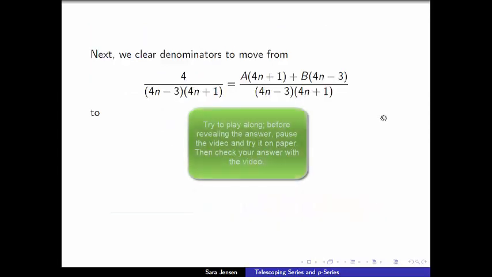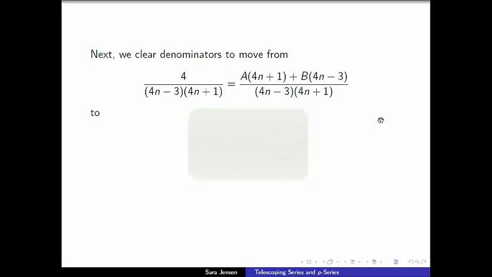Our next step is to clear denominators to eliminate fractions from this messy equation altogether, and multiplying both sides of this equation by 4n minus 3 times 4n plus 1 yields just an equation of the numerators. 4 is equal to a times the quantity 4n plus 1 plus b times the quantity 4n minus 3.